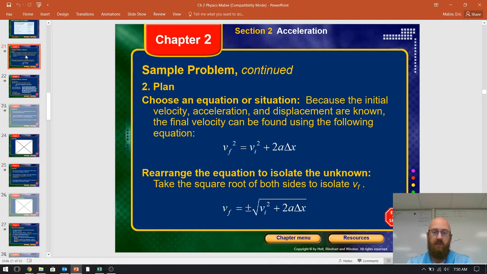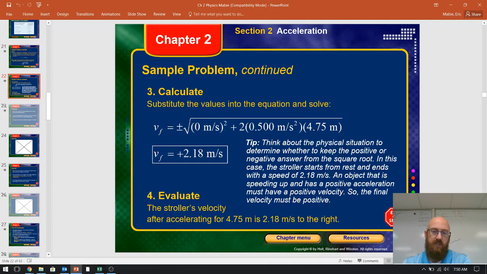Okay? So, this is their math. The square root of 0 plus blah, blah, blah. 2.18. Does it make sense the velocity is that high? Yeah, I thought it makes sense. The stroller's velocity, accelerating for about 5 meters, is to the right. Okay, I can buy that.